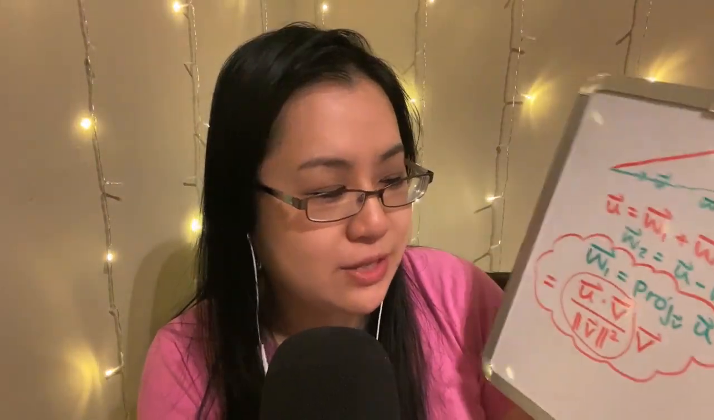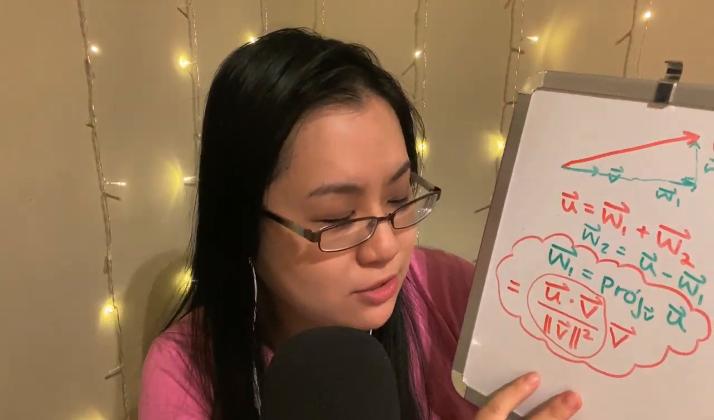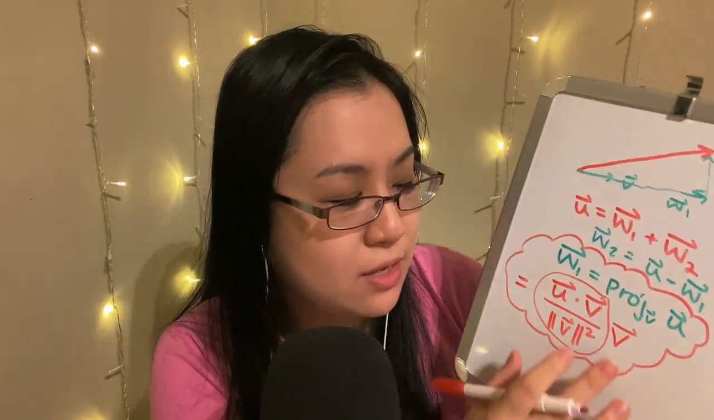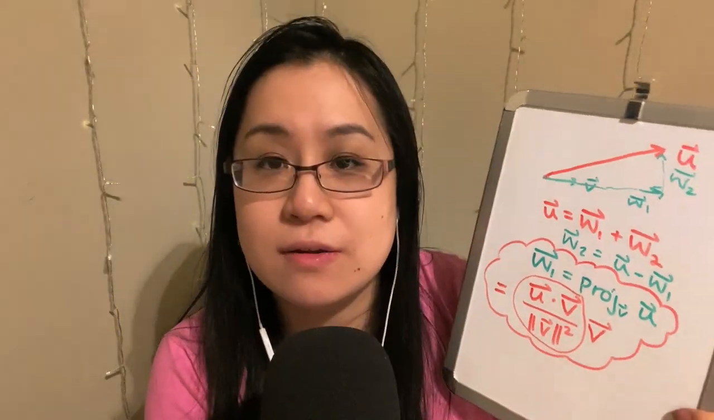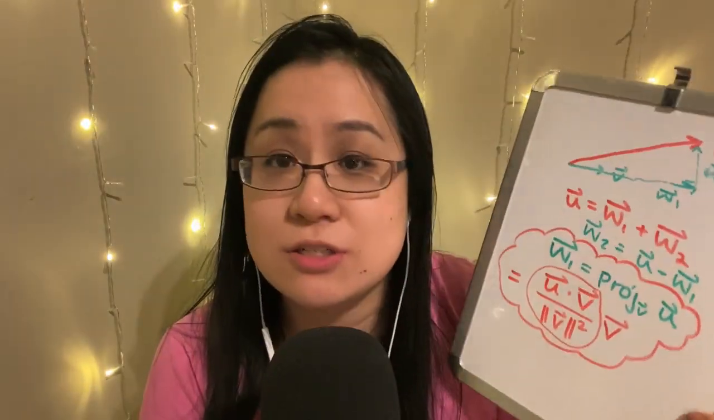So, yeah, I'm pretty sure, okay, that's it. I'm just trying to make sure I'm covering everything. So that's the main formula. U dot V divided by the magnitude of V, and then square that. So basically the square root goes away, all times the vector V. So then from there, that's our W1.